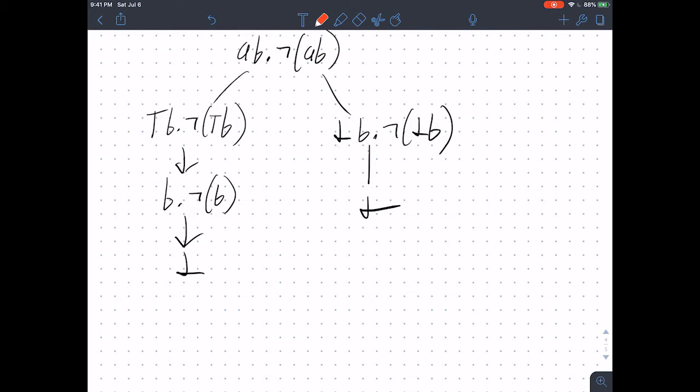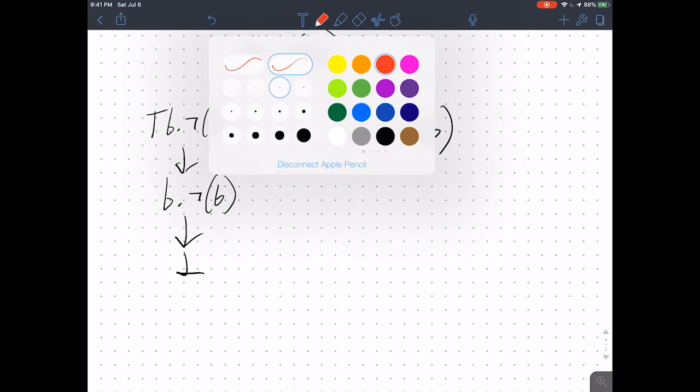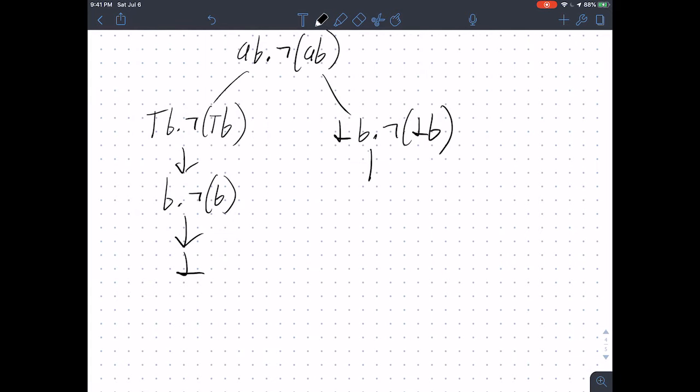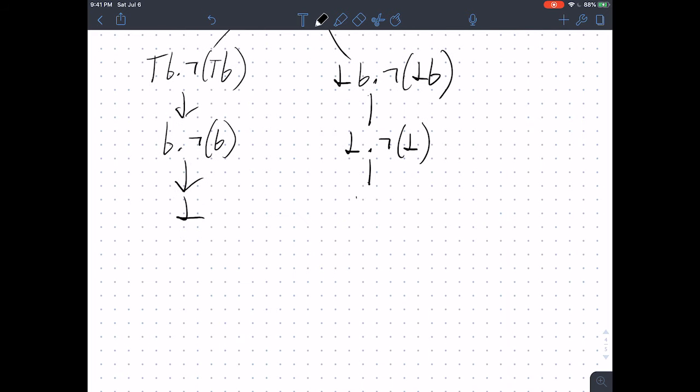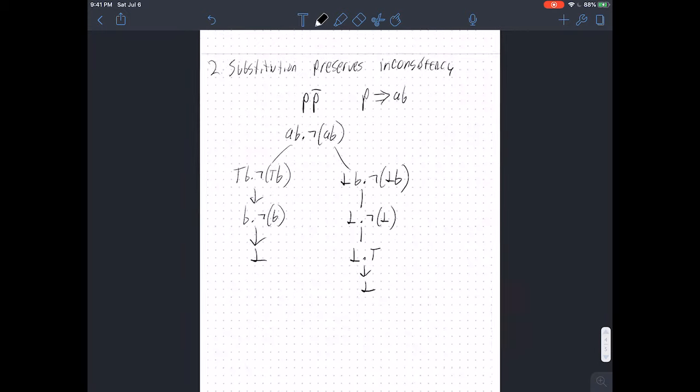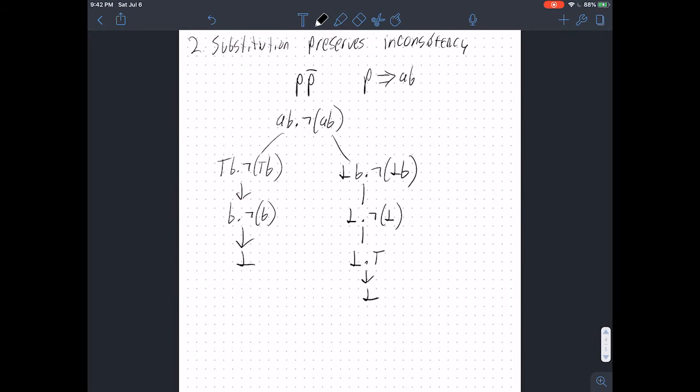But if we wanted to do it the long way, just to illustrate, it would go false and not false, which goes to false and true, which goes to false. Okay, so substitution preserves inconsistency.